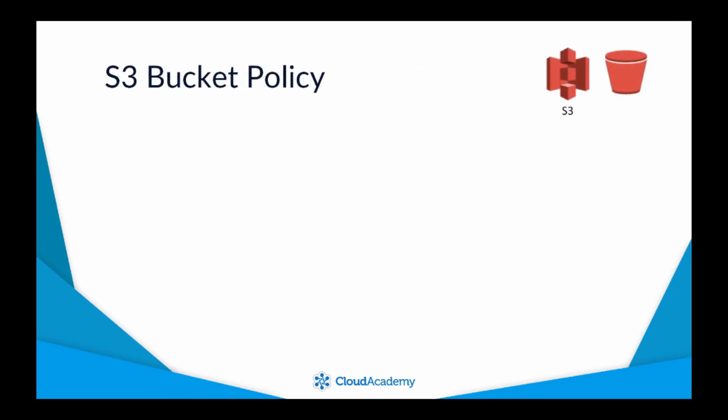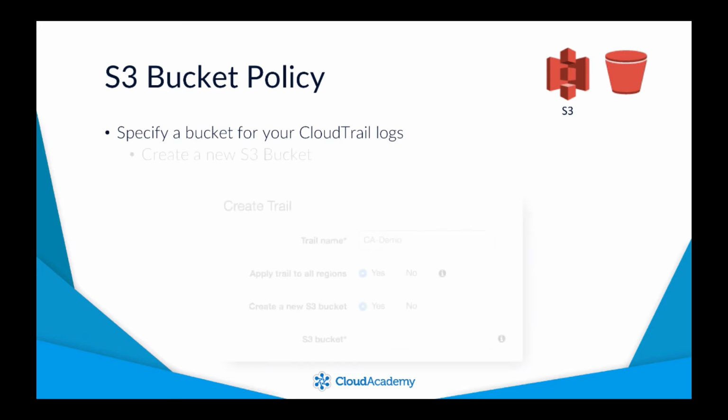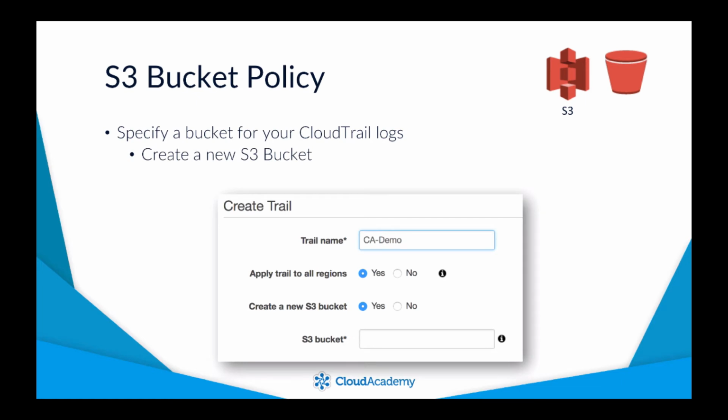As we know, CloudTrail logs are delivered to an S3 bucket. When creating your trails, there is a step where you need to specify which S3 bucket to send logs to once processed. Here you will have two options. The first option being create a new S3 bucket, and the second is to use an existing S3 bucket.